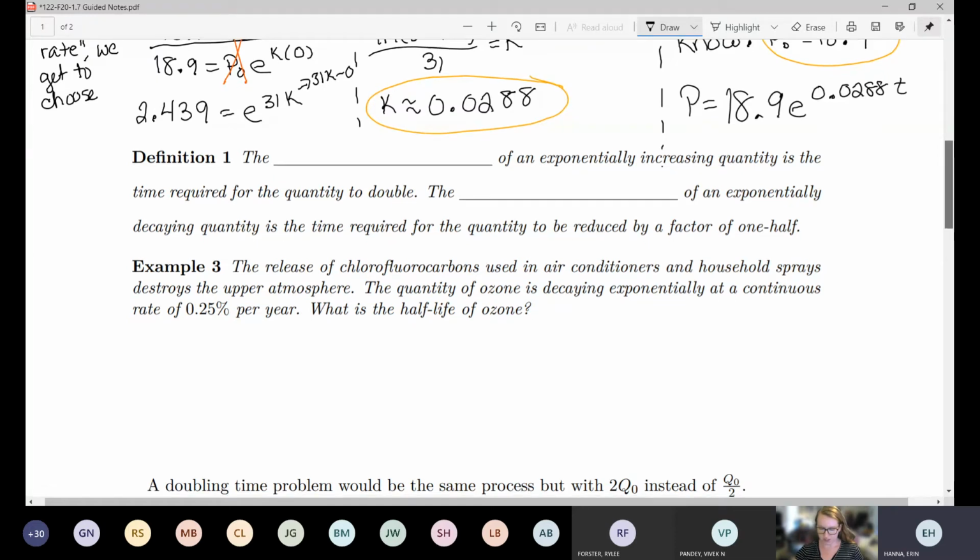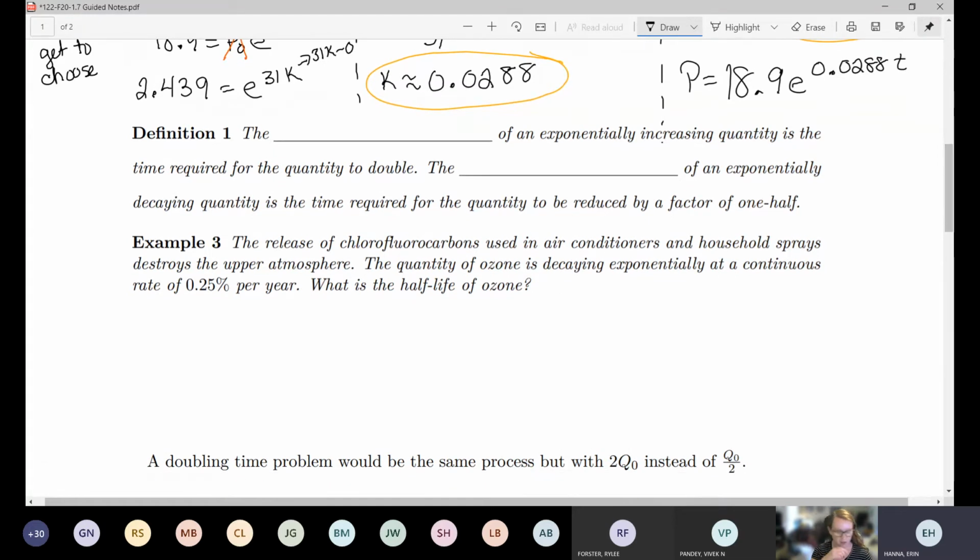So this is the new stuff for 1.7. The only new definition we need. The doubling time of an exponentially increasing quantity is the time required for the quantity to double. And the half-life of an exponentially decaying quantity is the time required for the quantity to be reduced by a factor of 1/2, essentially be 1/2 the amount of what it started with.